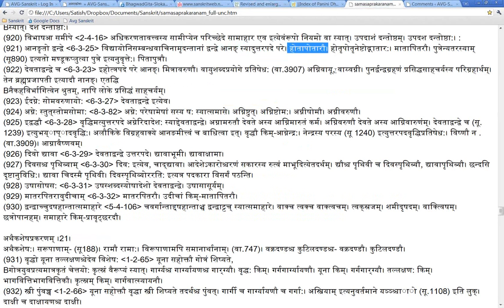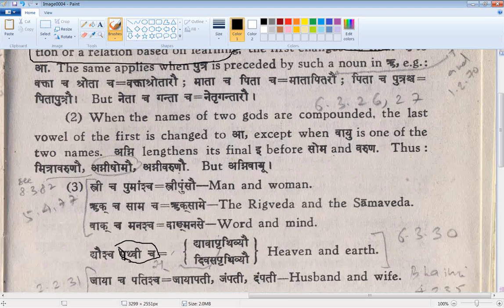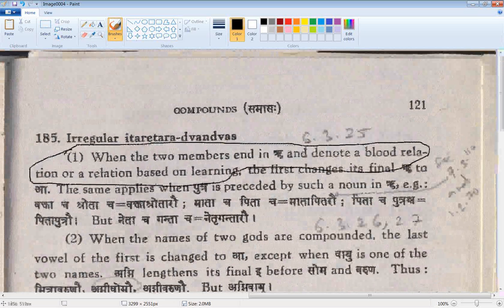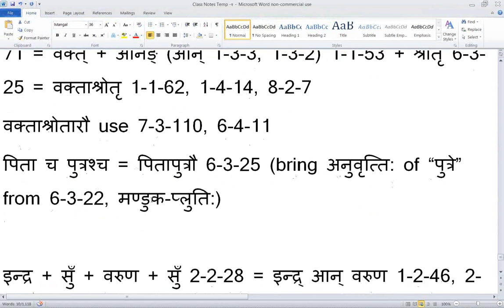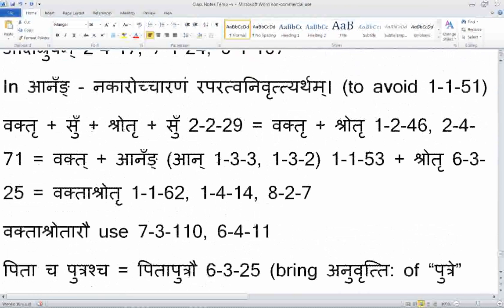So that is the meaning here: Hota Potarau. And he gives one more example, which we did in the document last time. In the lesson he gives the example of Vakta Shrotaro. So Vakta and Shrota, this is a teacher and student. Then you have Vakta cha Shrota cha, and then we come to Vaktru plus Shrotru. So here, Vakta Shrotaro: Vaktru plus Su, Shrotru plus Su.